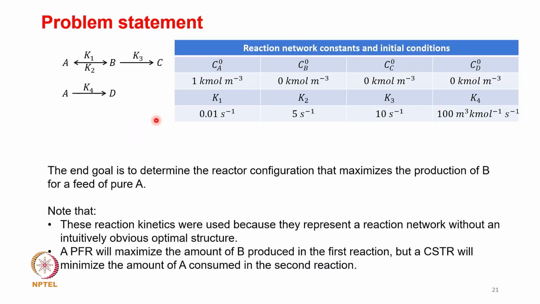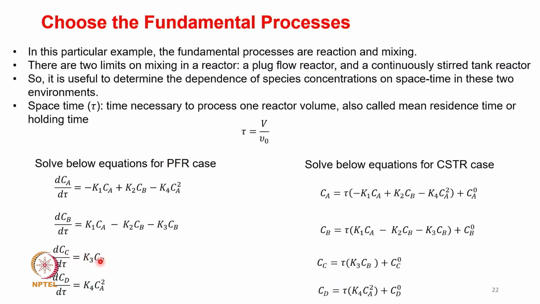Okay, so essentially you are going to the product C, and dCc/dτ is k3 times Cb only generation, and dCd/dτ is k4 times Ca squared, considering that it is a second-order process. So, now we will be able to rewrite the entire equation in the CSTR case.